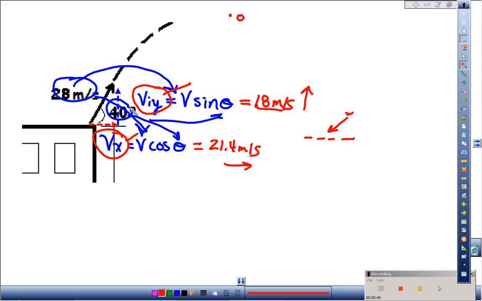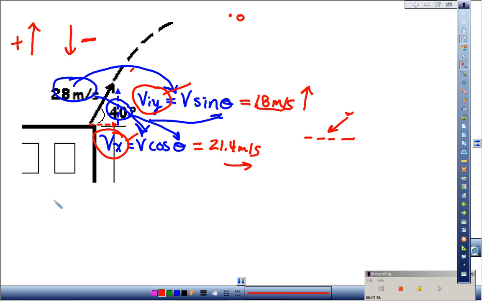You also need to realize that because you are moving in the upward vertical direction and in the downward vertical direction, you must call one direction positive. If anything is pointing up, it is positive, and you must call anything pointing down negative.